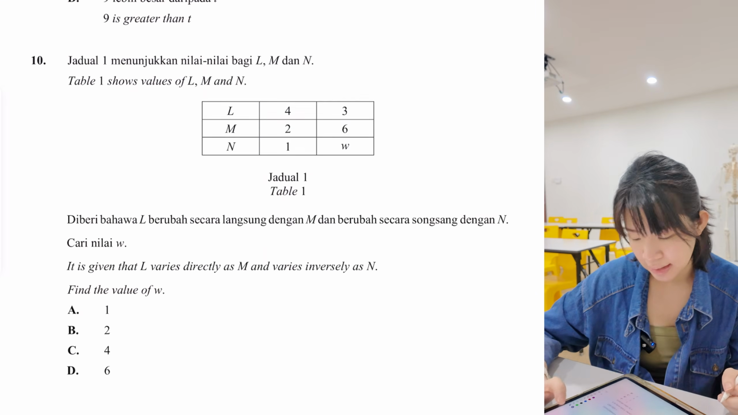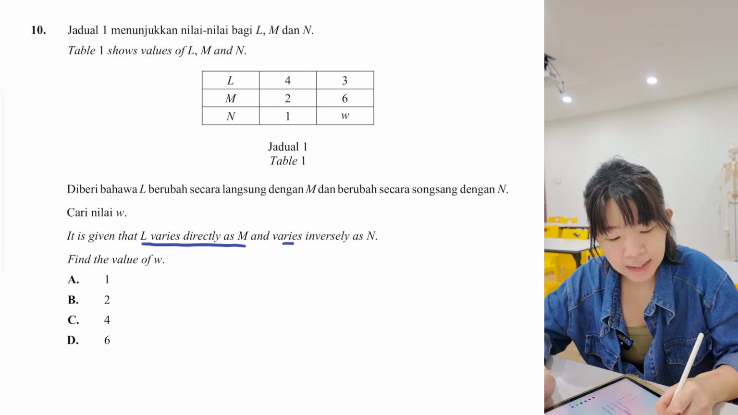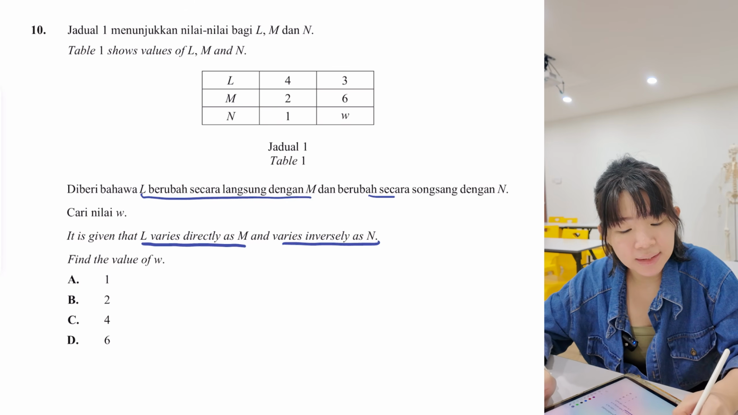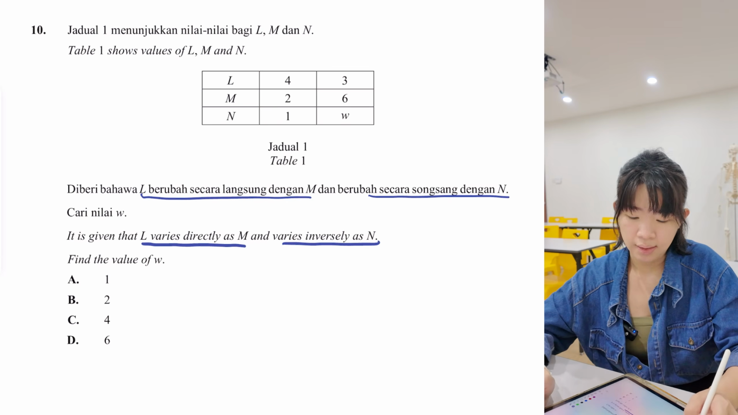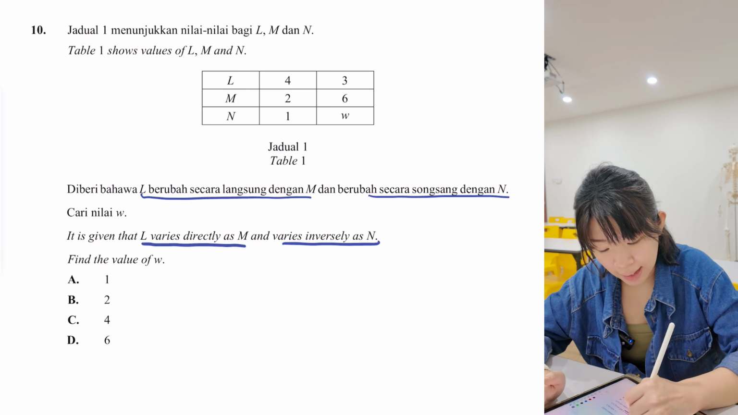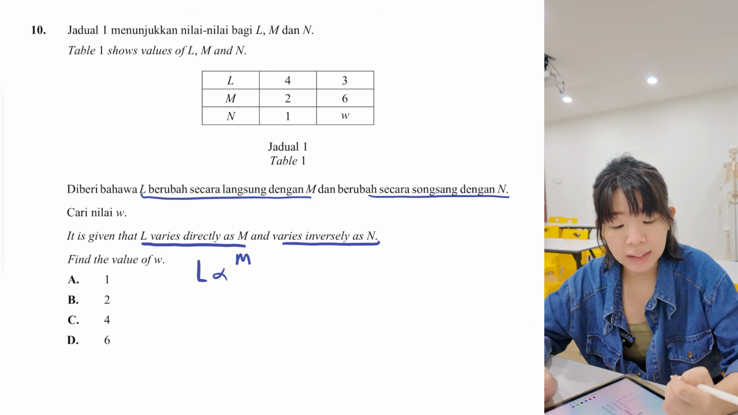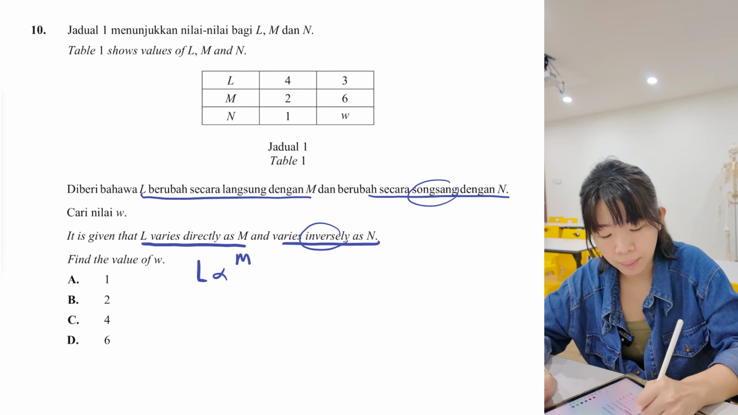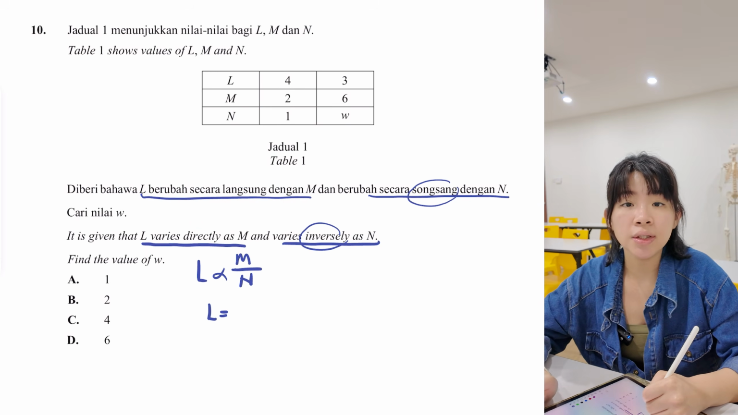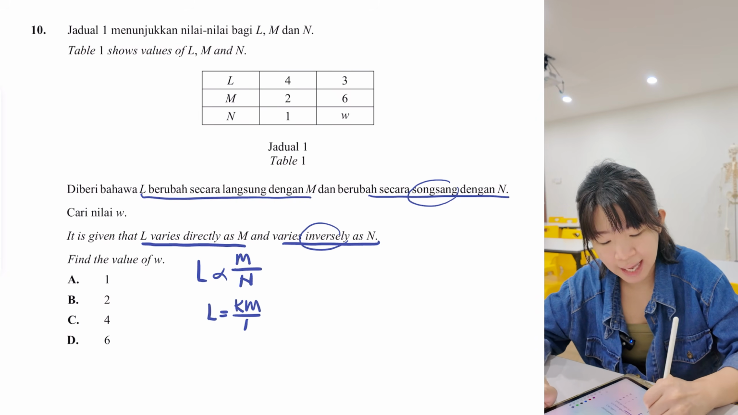Okay, number 10. Given that L varies directly as M, inversely as N. L berubah secara langsung dengan M dan secara songsang dengan N. Find the value of W. Okay, so based on this sentence, we can form equation. L varies, put this symbol first. Directly, langsung, we put M on top. Inversely, songsang, so we put N at the bottom. So L equal, change to equation, you need to add K. Remember, add K. So the K we put on top, KM over N.